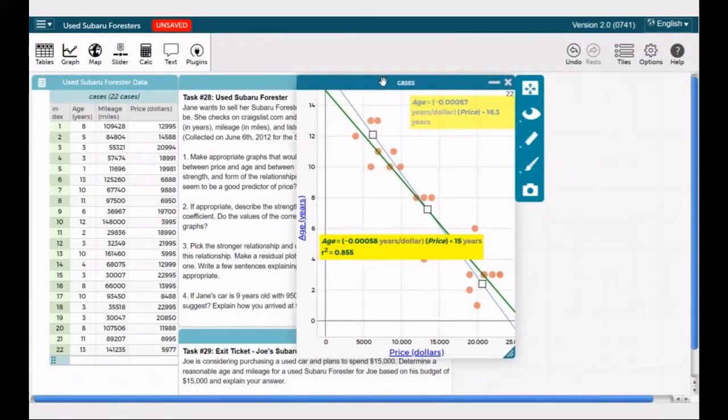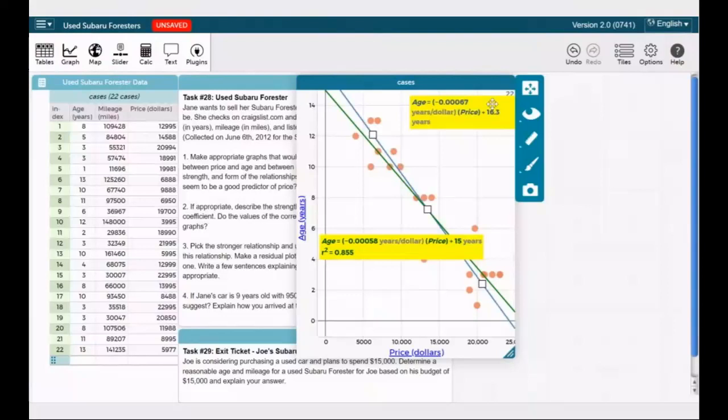You were closer? That's good. Mine, not so close, but that's all right. Take a look at these equations in yellow. It says age equals negative slope in years per dollar times price plus 15 years. That's what mine is, the line of best fit, okay? And you can see yours is up there too.